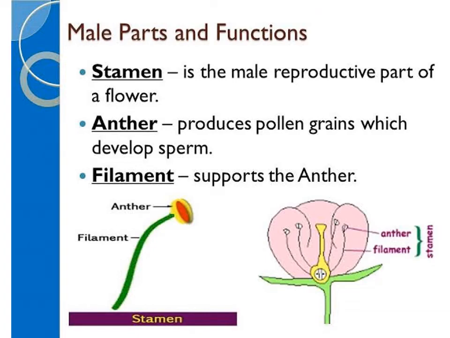So look at the picture. So the male reproductive parts. So the male parts and function. So most flowers have 4 main parts, very important parts: sepals, petals, stamens and carpels. Stamens are male part and carpels are female part. Most flowers are hermaphrodite, where they contain both male and female parts. Others may contain one of the two parts, maybe male or female.